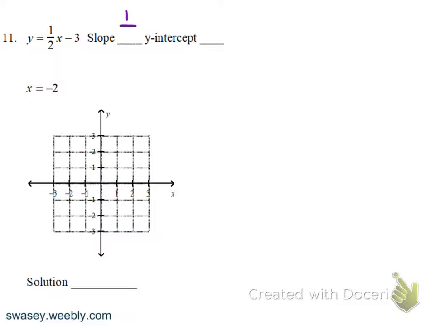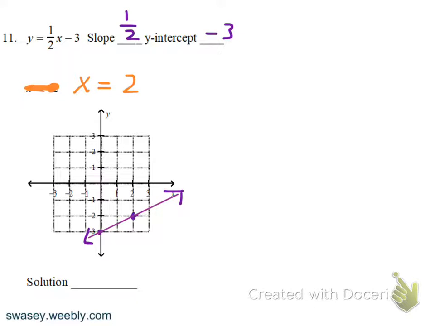Here we have a slope of 1/2, y-intercept of -3. Put a point at -3, go up 1 to the right 2. Oops, I forgot to change this. This other one should be +2, so it should be x equals 2. Now when we graph this, we'll be able to see the intersection point.